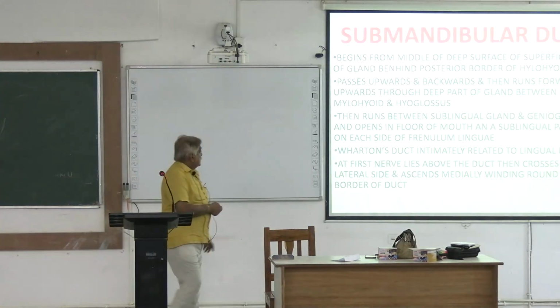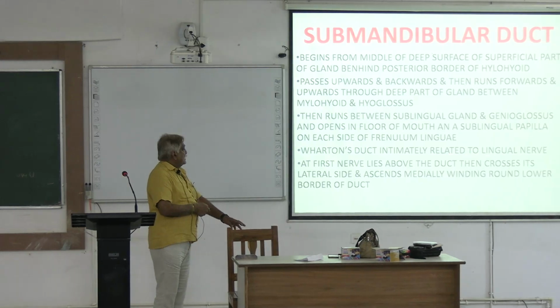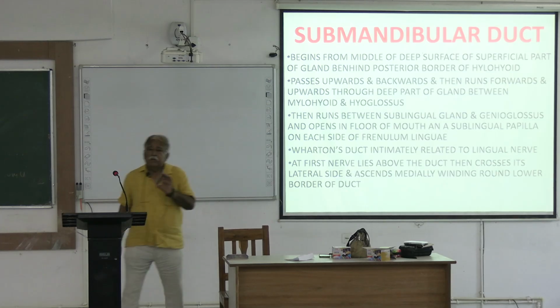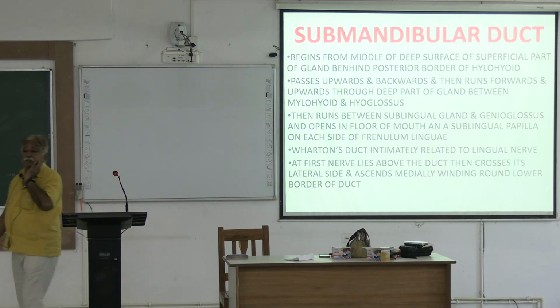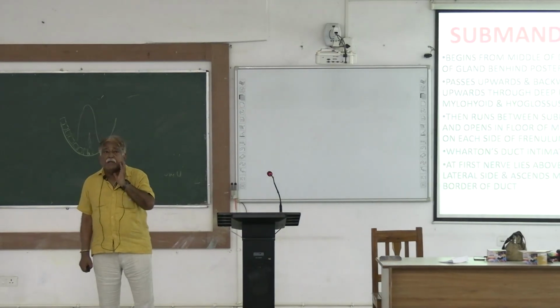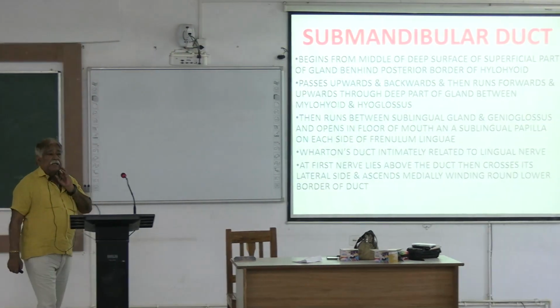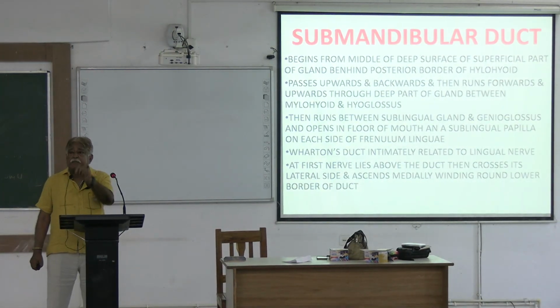Wharton's duct is intimately related to the lingual nerve. At first, the nerve lies above the duct, then crosses it laterally and ascends medially, winding around the lower border of the duct. Now, you have a swelling here, acute pain, and you think of incision and drainage.